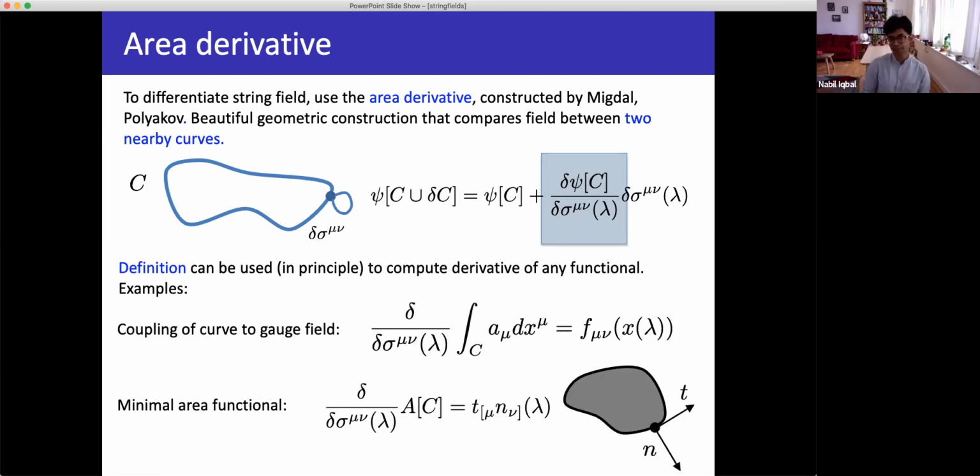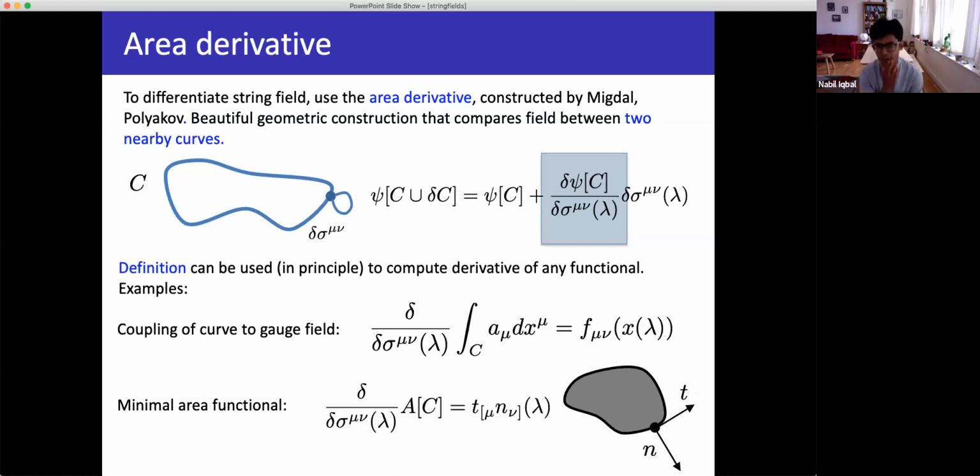So one functional which comes up often is the following. Imagine you have an extra one-form gauge field A, and you integrate that one-form gauge field along a curve C. That's a functional of the curve C, right? The area derivative of that functional is the field strength F associated to that gauge field. That should make sense, right? If you have the integral of A along this curve, if you add a little element here, and you have to integrate A along this curve as well, then you use Stokes' theorem to make that integral of A into the integral of F over the interior, and you have this formula right here, provided this thing is F. So this should sound reasonable.